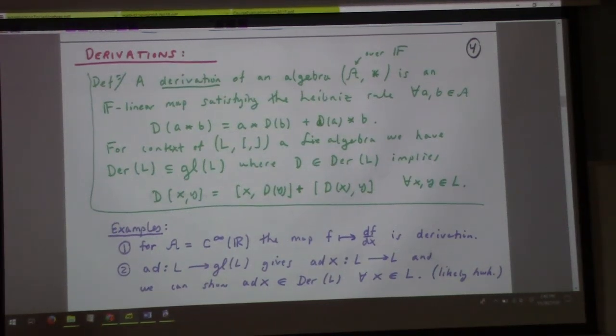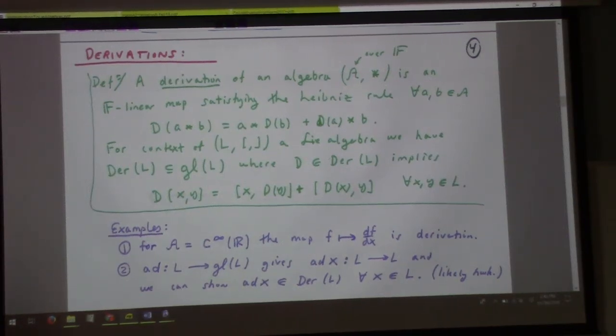So first and foremost, of course, if you take the algebra of smooth functions, then the mapping f goes to df/dx is a derivation. Well, that seems good, right? Because it satisfies the product rule. Yeah, the Leibniz rule is literally the Leibniz rule here.